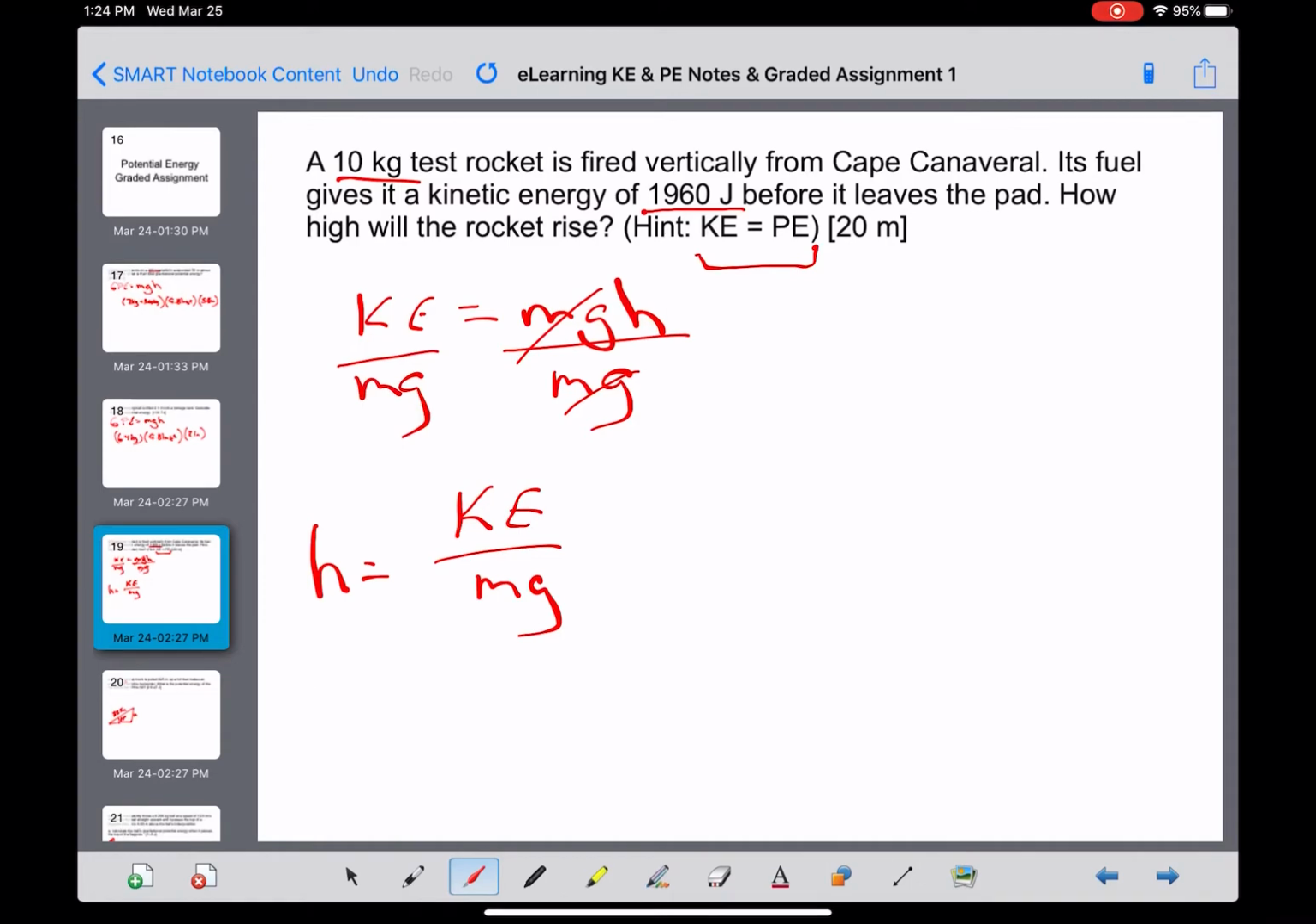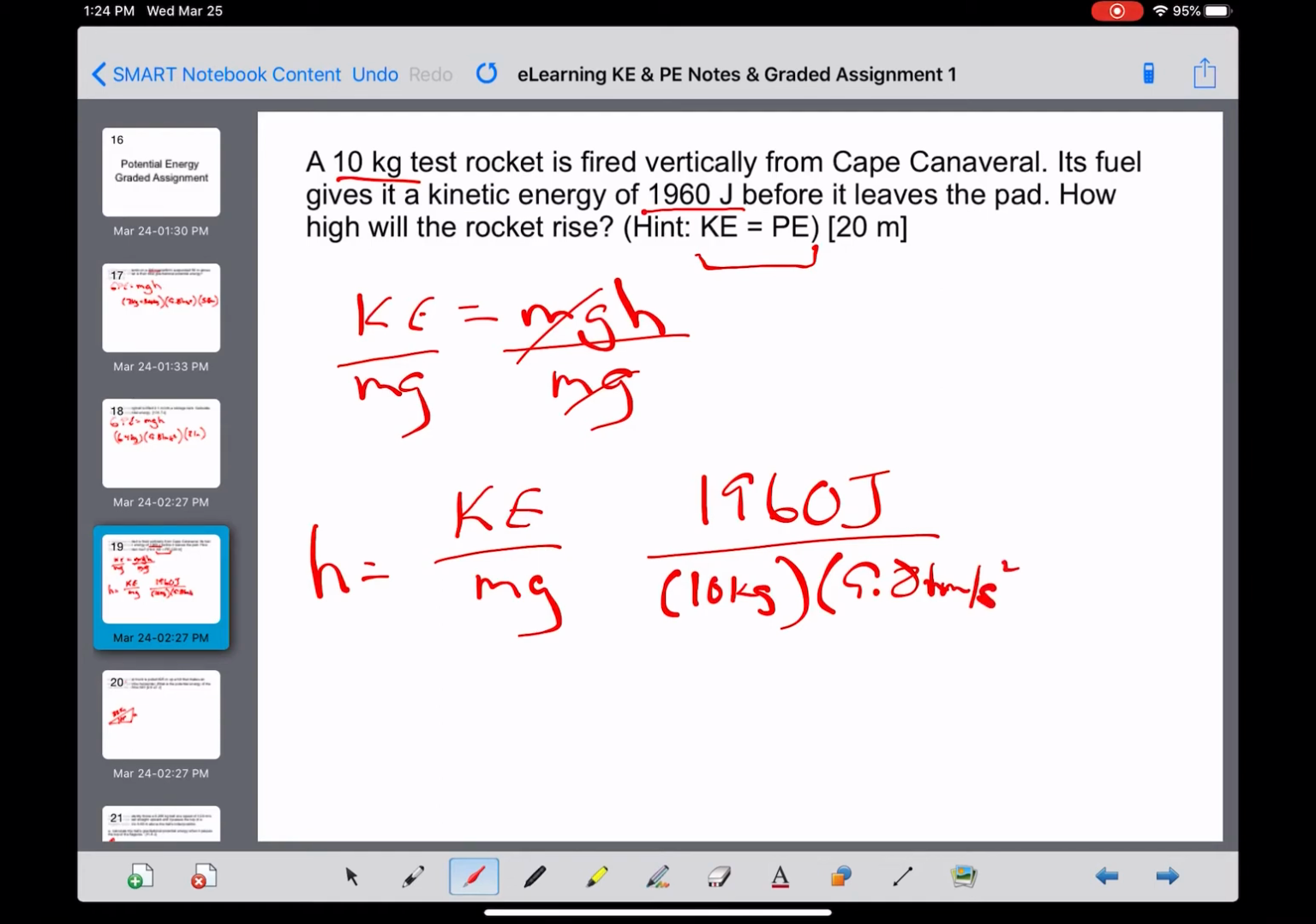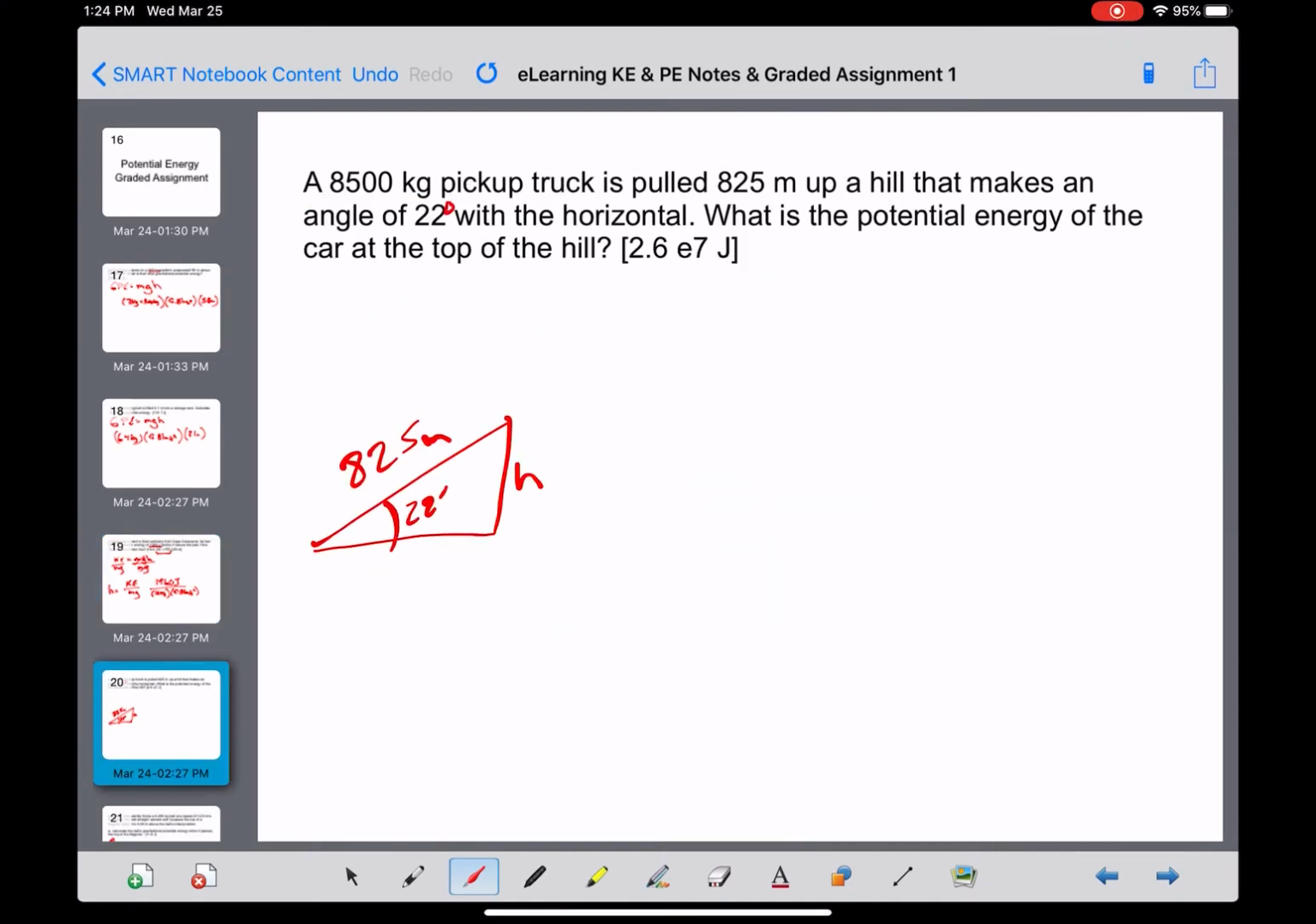So with that, we have 1,960 joules of energy, which will be divided by the 10 kilograms times our 9.81 meters per second squared, and that would end up giving us our height in meters. All right. Question 4 has a little left over from where we were when I went over the preview of everything.